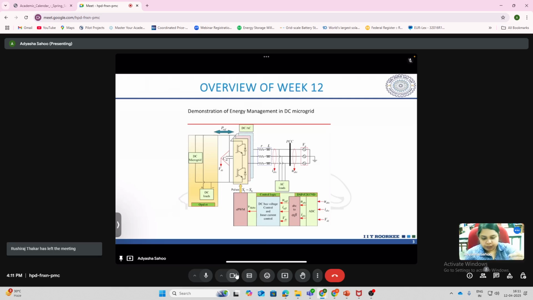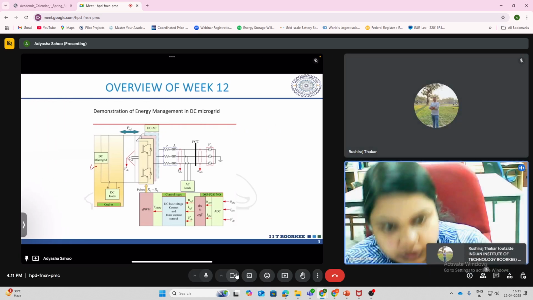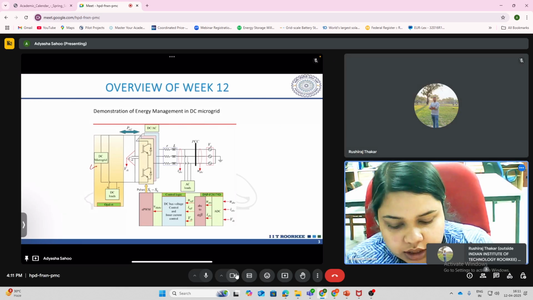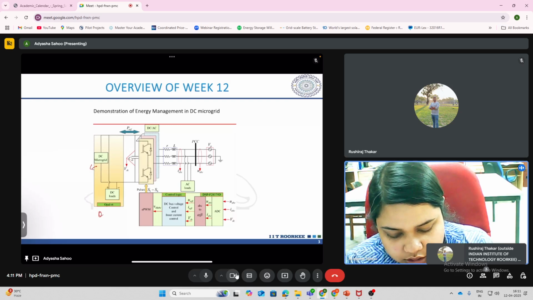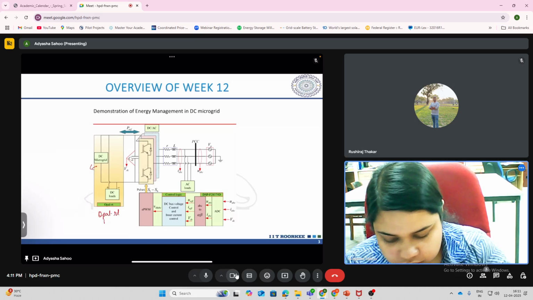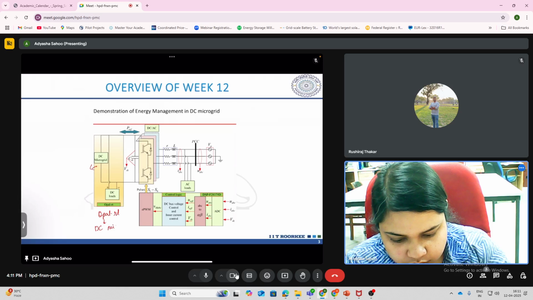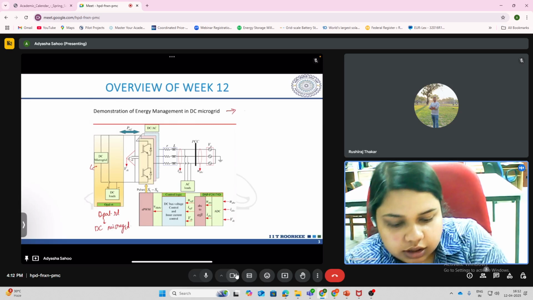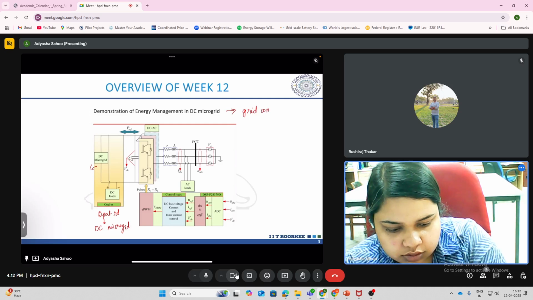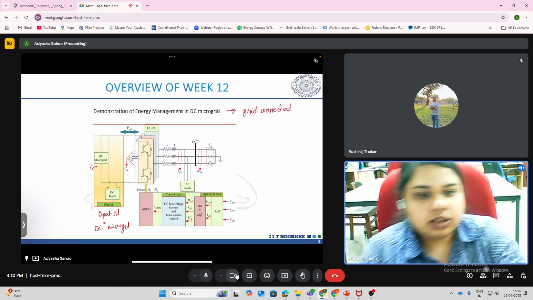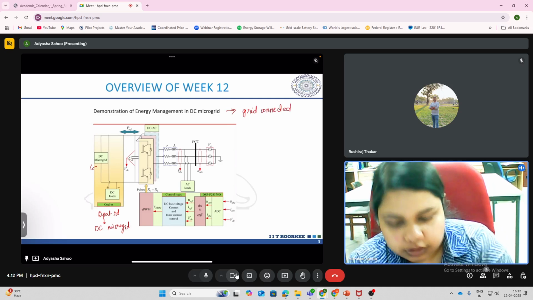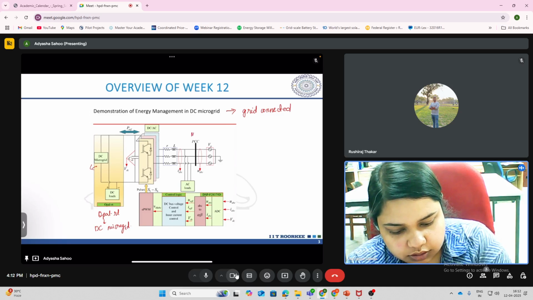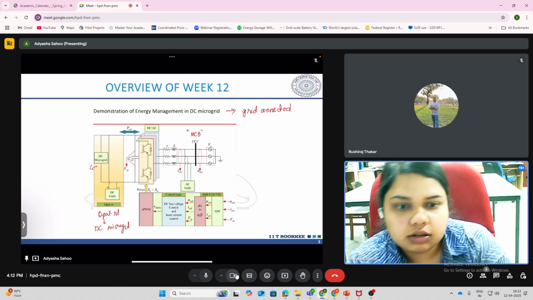You see, this is the DC microgrid, which is embedded in the platform. This DC microgrid consists of various DC sources as well as DC loads, and it is connected to the grid. So we are studying a grid-connected setup: energy management in a DC microgrid connected to the grid. This is the PCC, which is realized using an MCB in the lab environment.